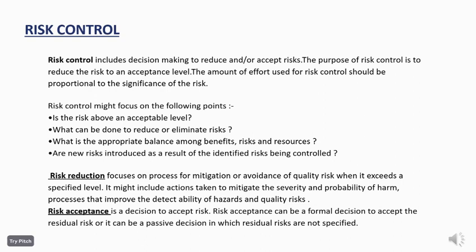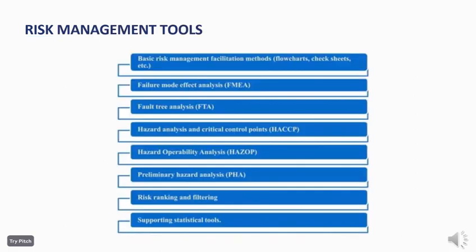In this slide, I listed some of the risk management tools. The first one is the basic risk management facilitation methods: flowcharts, check sheets, etc. The second one is failure mode effects analysis, FMEA. Then fault tree analysis, FTA; hazard analysis and critical control points, HACCP; hazard operability analysis, HAZOP; preliminary hazard analysis, PHA; risk ranking and filtering; and supporting statistical tools. Let's see some of the tools in risk management.